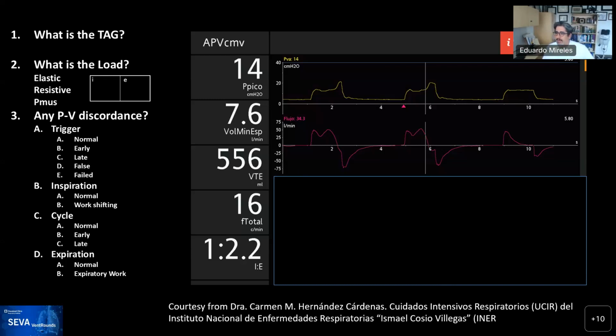So for the fellows online, RTs, just share with us by entering on the chat what's the tag, what is the load, and what's the PV discordance. Other than what I covered here, that's the only thing that I'm blocking from sight for you. I'll give you a couple of minutes. I know that everybody's settling after this change of location, as if they have changed the meeting room for us.